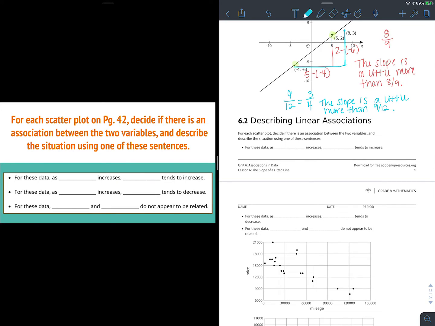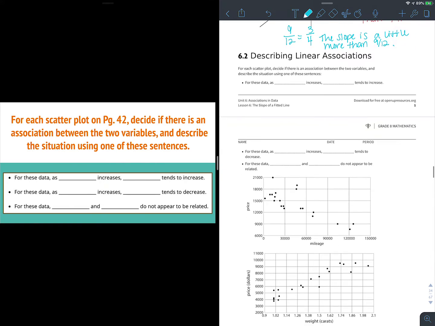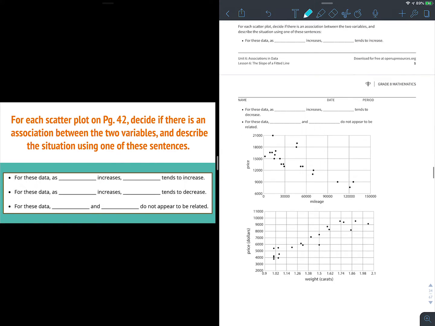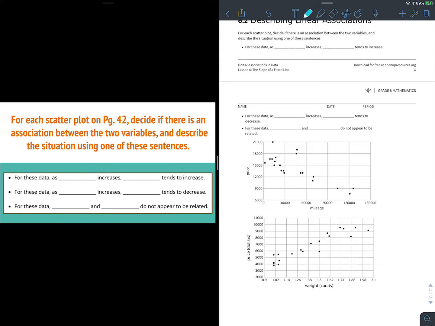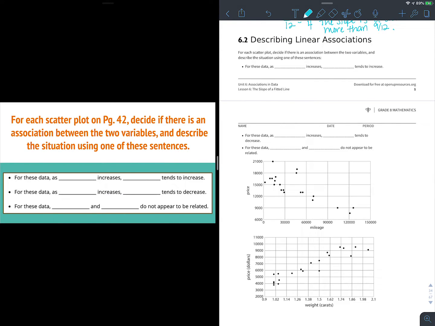So for each of the scatter plots, we're going to decide if there's an association between the two variables and describe the situation using one of these statements. Take a moment to go through those statements. So you're going to have to flip your page. My page looks different than yours, but you'll flip your page and you'll see those 3 different scatter plots, and then you'll flip back and you'll fill in the blanks.